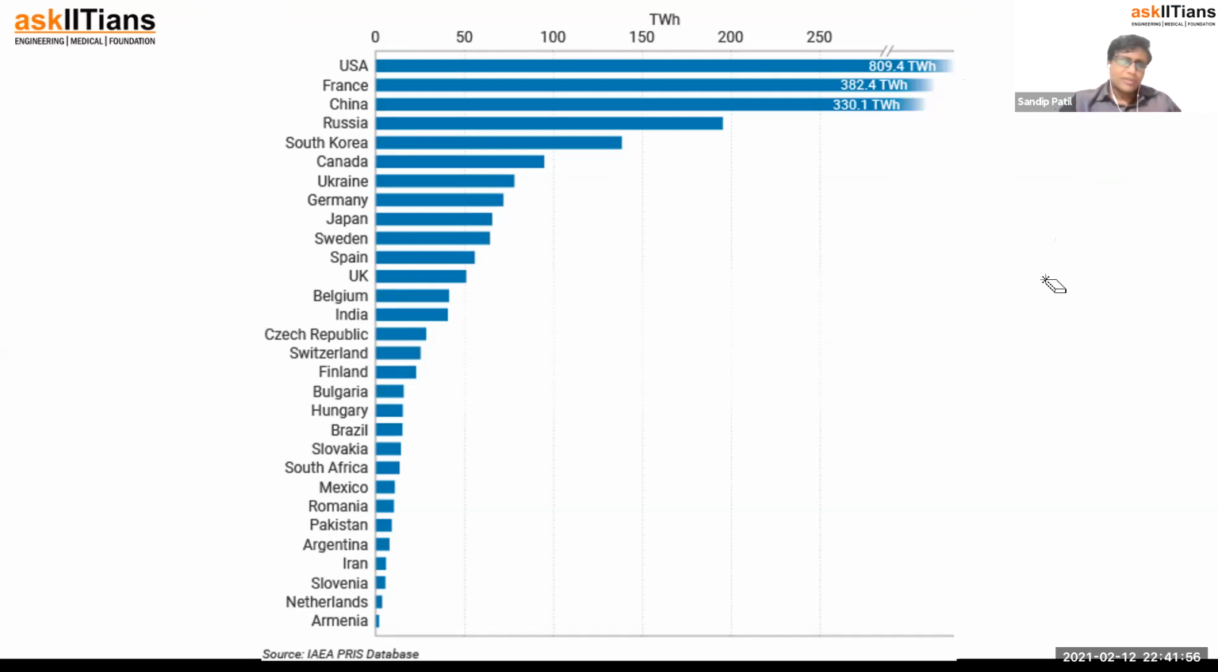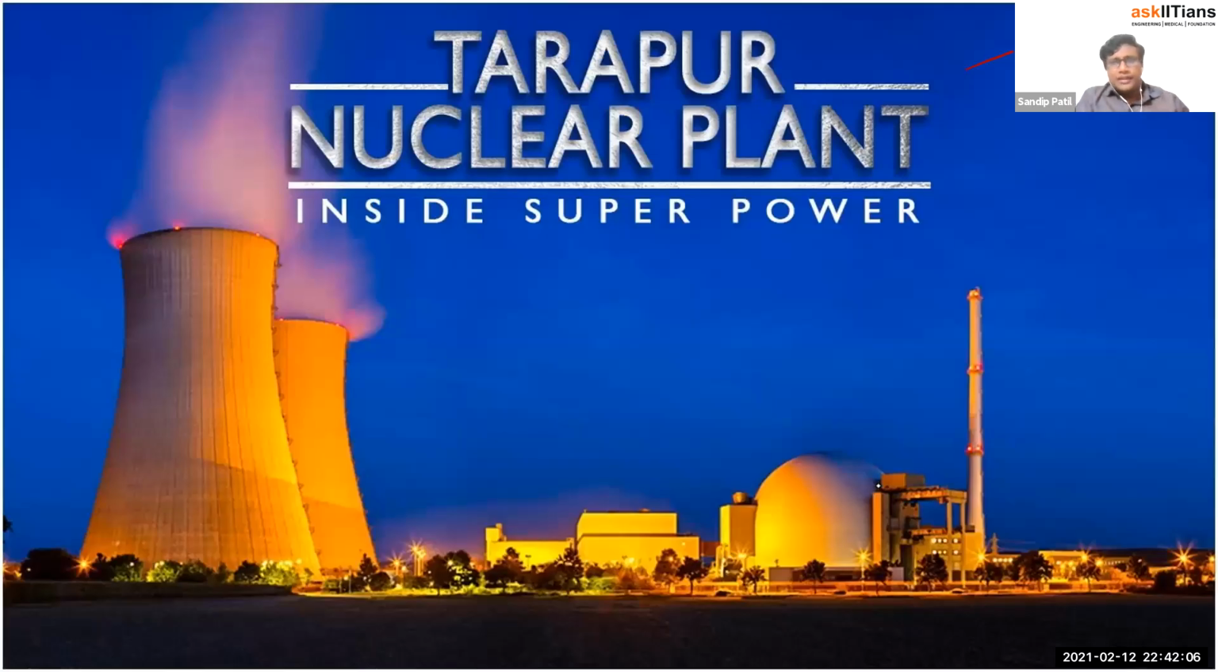Right, and we can also see India. India is producing almost 50 terawatt hours in our nuclear power plants. So in India, the Tarapur nuclear power plant is there, which produces, let's say, around 1400 megawatts of energy or so, right? So we can produce that much energy from that, right?